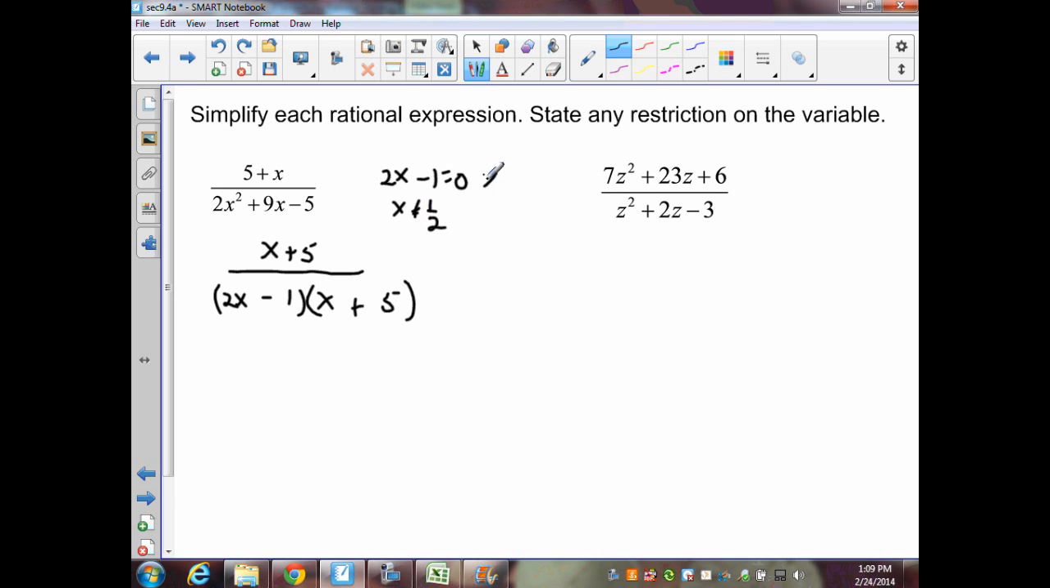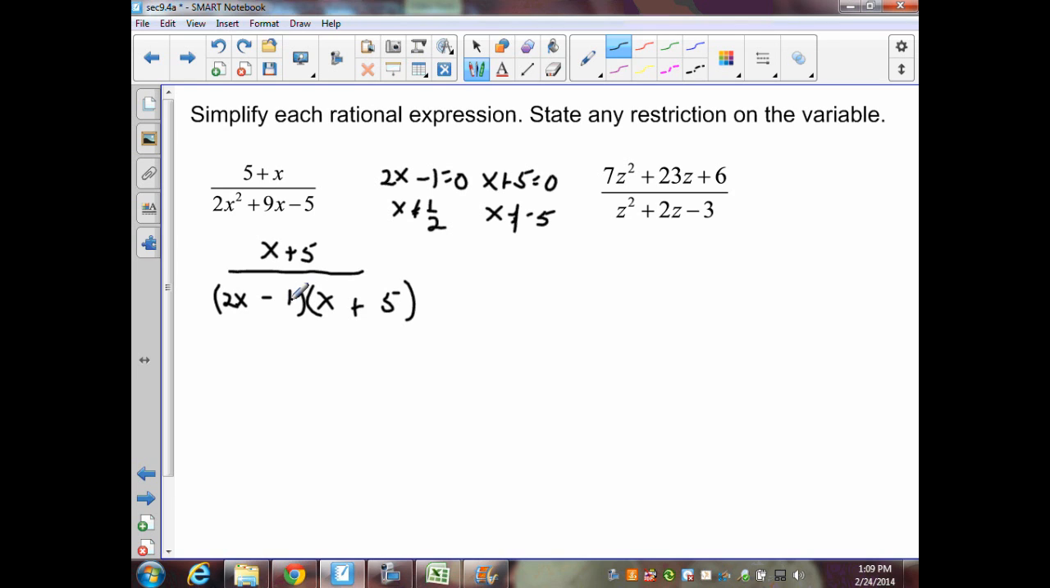And x plus 5 equals 0. x equals a negative 5. So x can't equal a negative 5. In each case, if I let x equal negative 5, that would make this binomial 0. 0 times that would make my function undefined. Similarly, if I do 2 times 1/2, that would give me 1 minus 1, which is 0. Then the product of that would give me 0 in the denominator, again undefined.